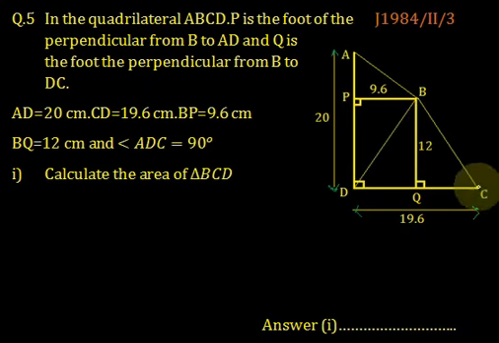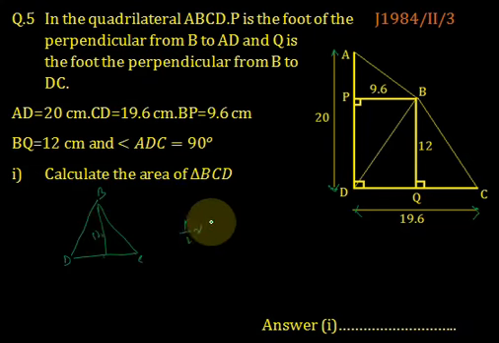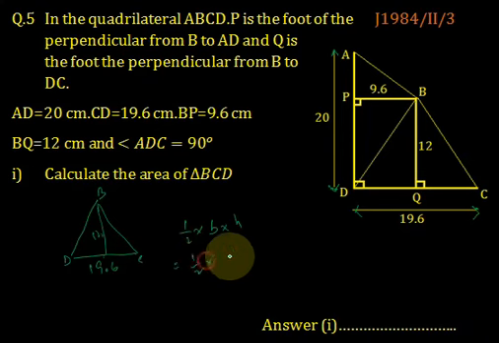So actually for triangle BCD, if a drawing is made separately, we can see B, D and C. The perpendicular distance from B to DC is 12. So the area is 1/2 multiplied by base multiplied by height, and the base is DC, which is 19.6, and the height is 12. We can divide by 2 on both, 2 sixes are 12.